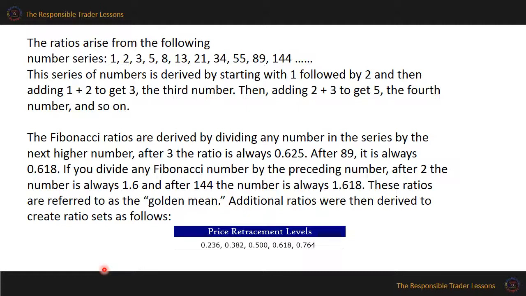The ratios arise from the following number series: 1, 2, 3, 5, 8, 13, 21, 34, 55, 89, 144, and so on and so forth. This series of numbers is derived by starting with 1, followed by 2, and then adding 1 plus 2 to get 3, the third number, then adding 2 plus 3 to get 5, the fourth number, and so on.